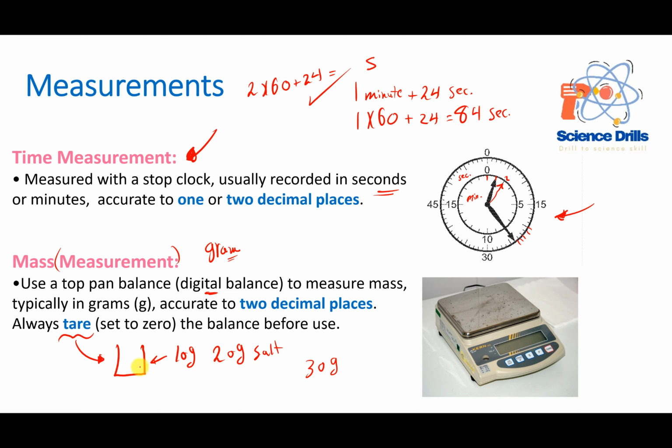So if I want to subtract the mass of the beaker, I will place the beaker first, then I will press enter. So when you press enter here, when you tare the value, it means the reading will become 0 again. So this mass of the beaker will not be calculated. So now when you add the salt, if it's 20 grams, it will appear here as 20 grams.